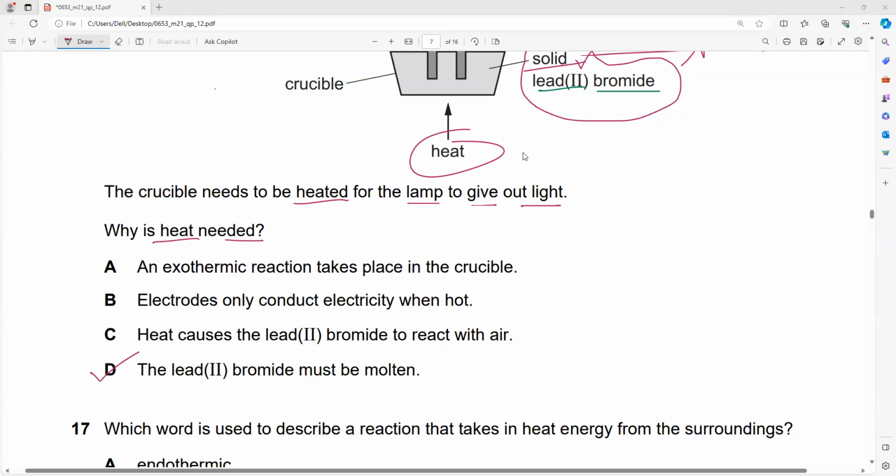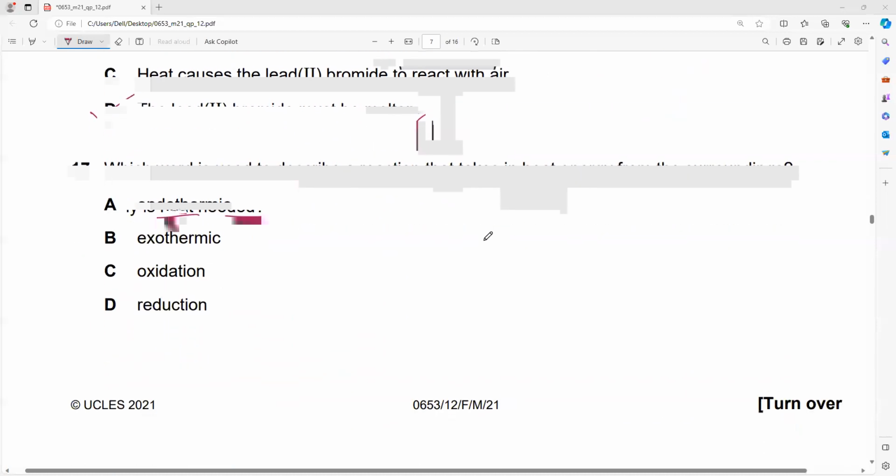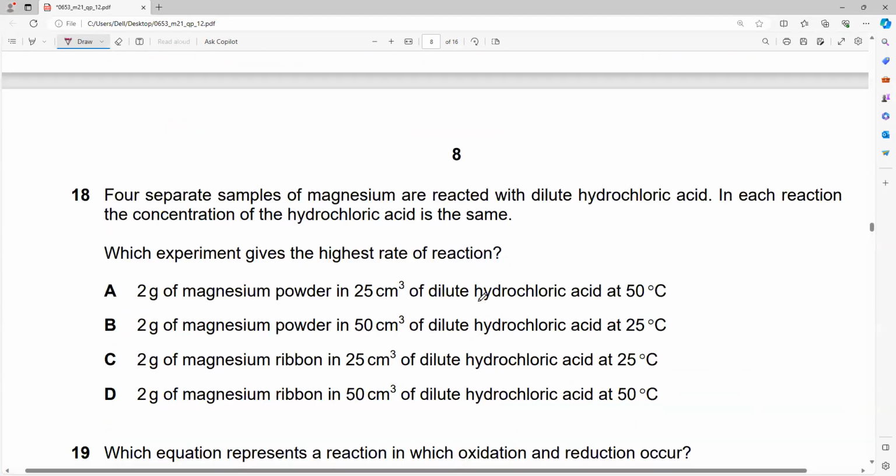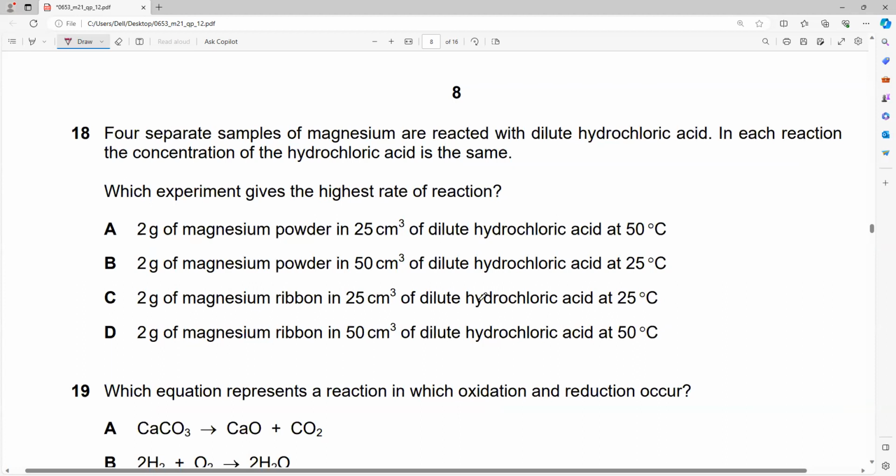Do it. Next. Which word is used to describe the reaction that takes in heat energy from the surroundings? It will take heat energy from the surroundings. So from the surroundings means it is what? Everybody. Endothermic. Endothermic reaction is taking the heat.